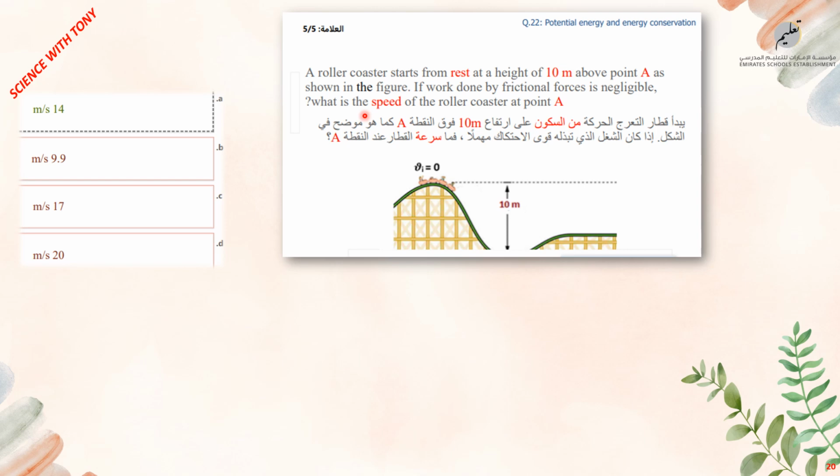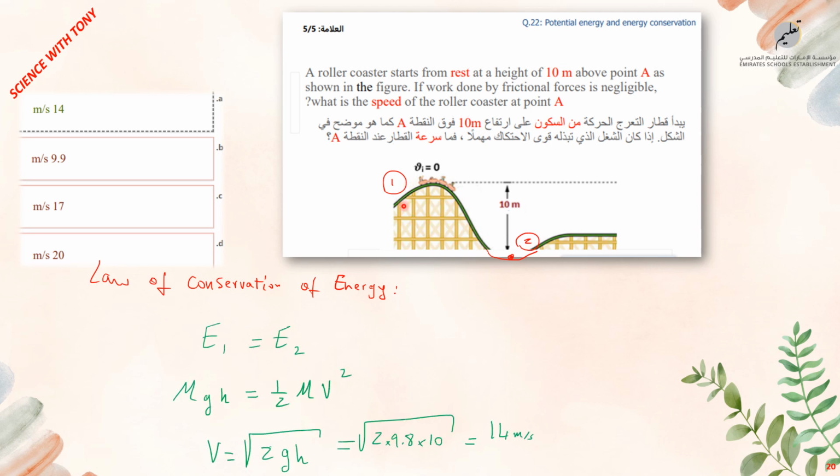A roller coaster starts from rest at a height of 10 meters above point A. As you see here, point A. If the work done by friction is negligible, what is the speed of the roller coaster at point A? Here we have two positions, the first point and the second point. Of course, we have to apply the law of conservation of energy. So the energy in position 1 is equal to the energy in position 2.